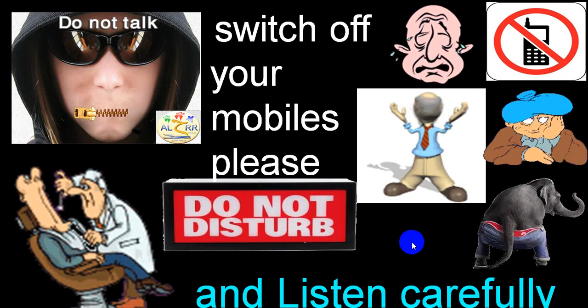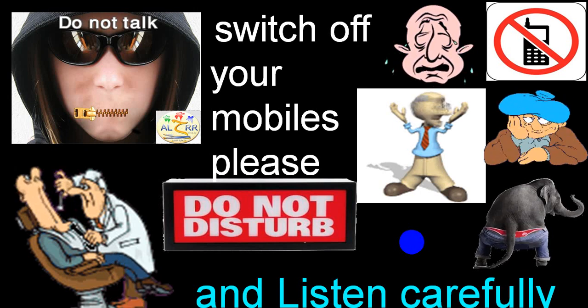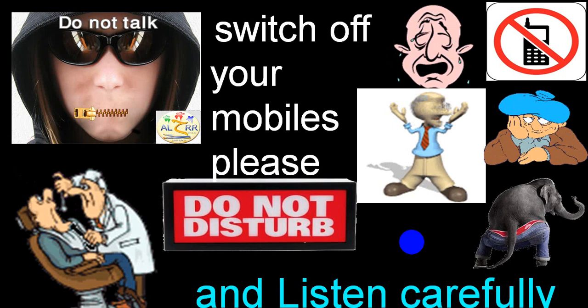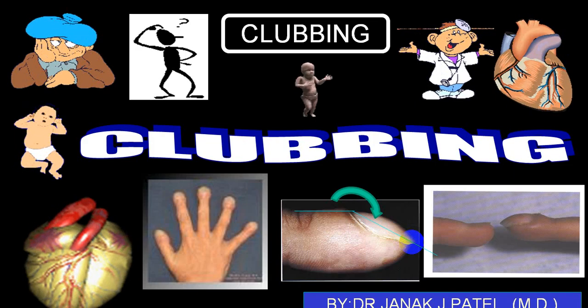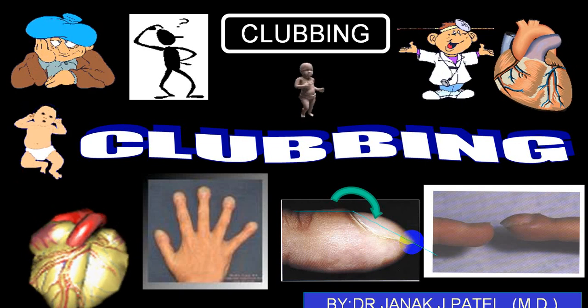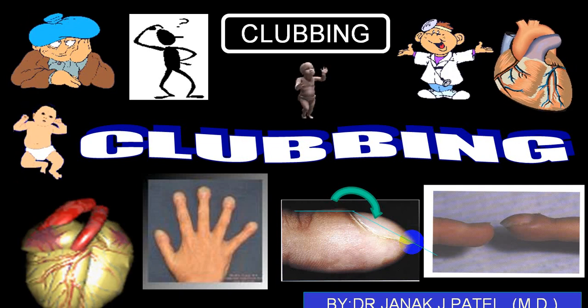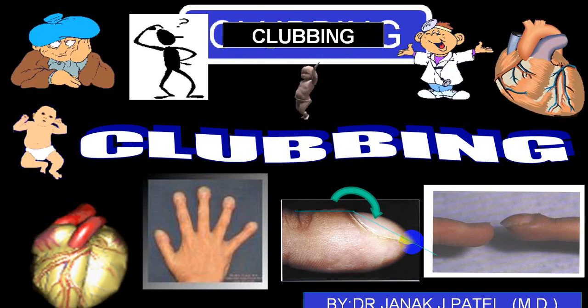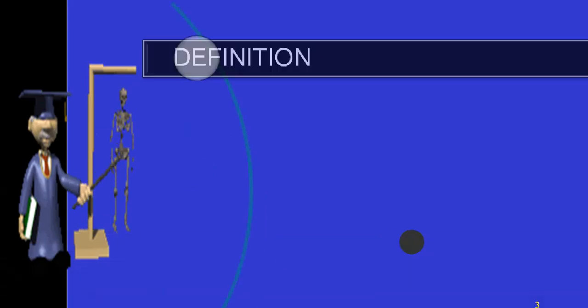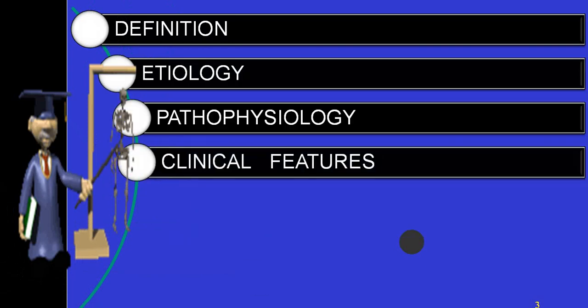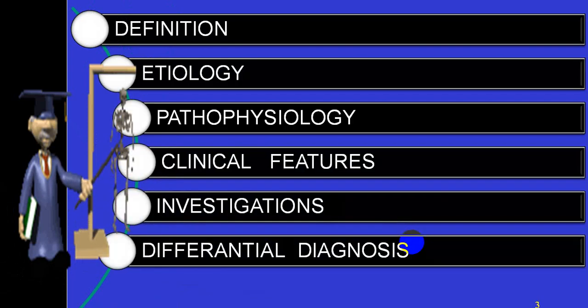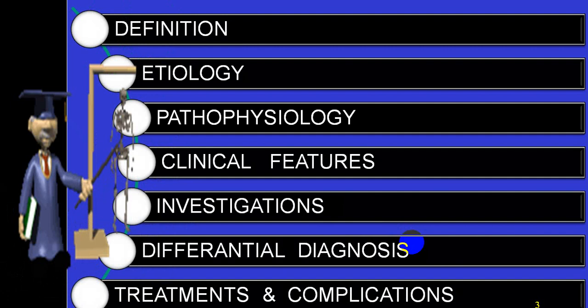So today we'll be discussing one of the very interesting topics, that is clubbing of finger or clubbing of nail. You come across it very commonly in your everyday practice. First you have to identify whether there is clubbing or not, and then you have to try to identify the etiology. We'll be discussing definition, etiology, pathophysiology, clinical features, how you examine the person, investigations, and differential diagnosis. There is nothing like treatment or complication of clubbing as such; treatment is mainly of the underlying cause, and complication is because of the underlying etiology of clubbing.